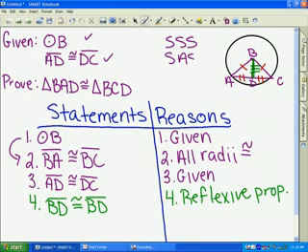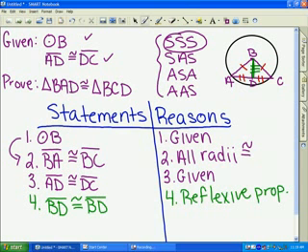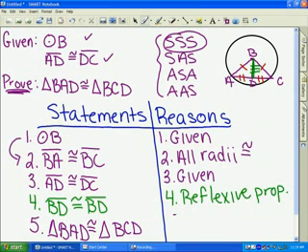All of those combinations of S's and A's: SSS, SAS, ASA, AAS. Do those tick marks fit one of these 4 methods? Yeah. Which one? Side, side, side. If we have 3 sets of tick marks, that means we have proved what we wanted to. So step 5, triangle BAD is congruent to triangle BCD. And our reason, side, side, side.